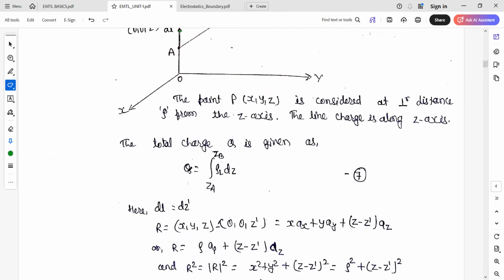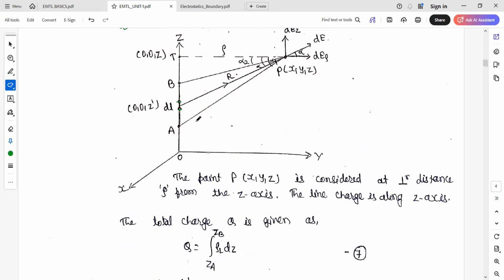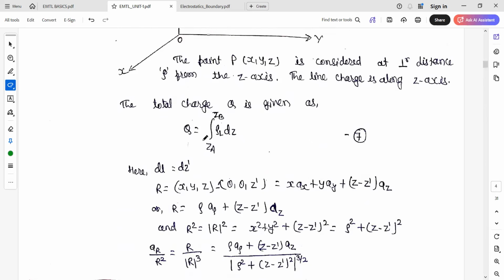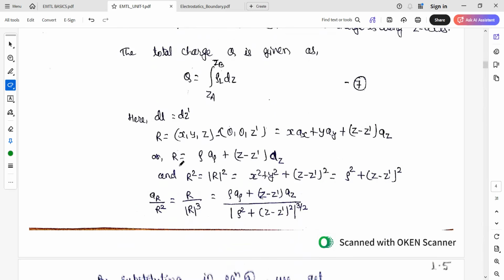So again, we have the total charge. This is the charge density rho L, from the length ZA to ZB. So here, what will be the coordinates? It is the Z axis, so the X and Y values will be 0. So dl is taken at Z dash, and the point is taken at Z. On the basis of that, this position vector R is written as rho a rho plus (Z minus Z dash) a z. And again, we have to find the unit vector.